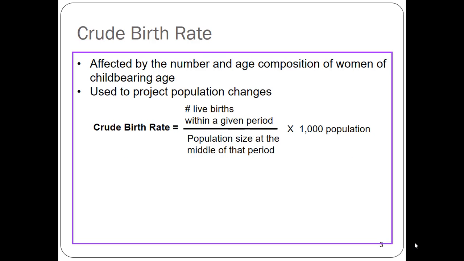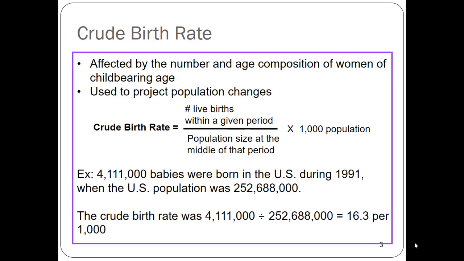At the other end of the lifespan, we have the crude birth rate. This is affected by the number and age composition of women of childbearing age and used to project population changes. It's calculated by using the number of live births within a given period in the numerator and the population size at the middle of that period times 1,000 population.